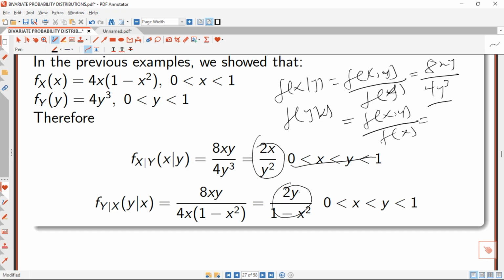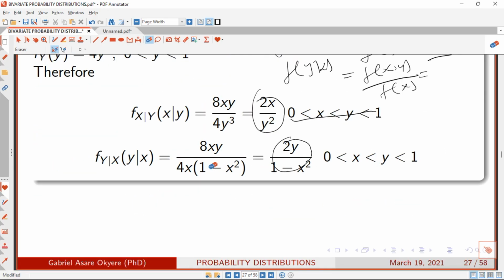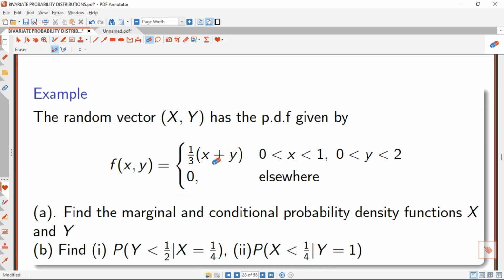Okay, so that is how we can calculate the marginals for, sorry, the conditional probability for both x and y pertaining to that question. Okay, let's continue. So we have another question here.